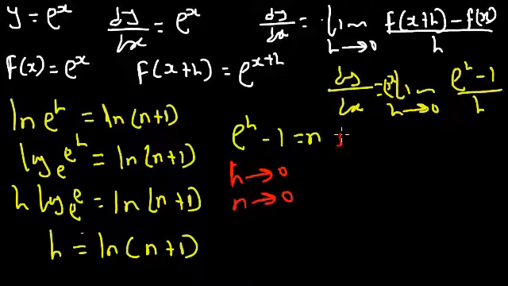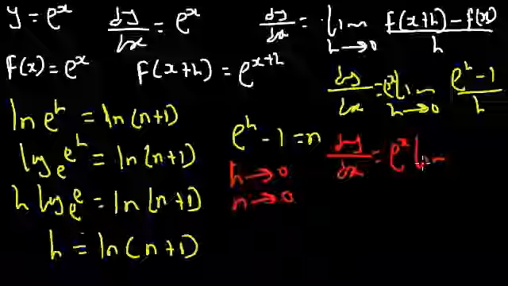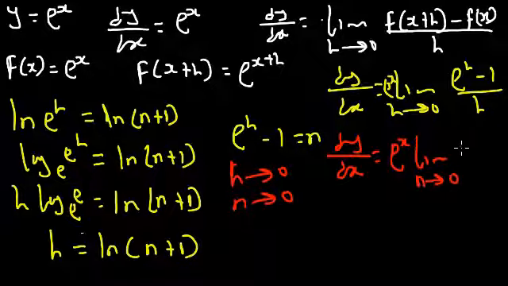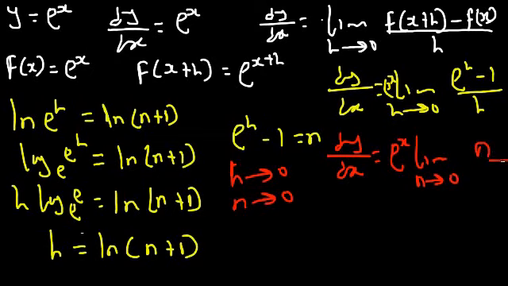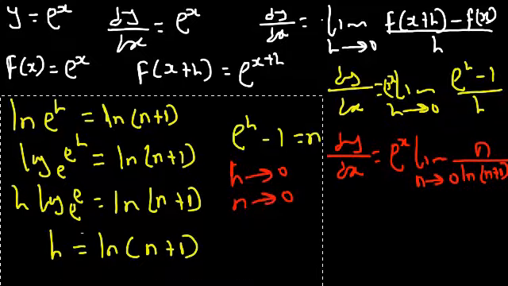And this clearly means that y dx will now be equal to e to the power of x multiplied by the limit. Now instead of h, we want to consider n approaching 0 of e to the power of h minus 1, which we said is entirely n. So we have n divided by h, which is simply the natural log of n plus 1. So that's ln n plus 1. Perfect. So now, let me get rid of this one as it has no use anymore.